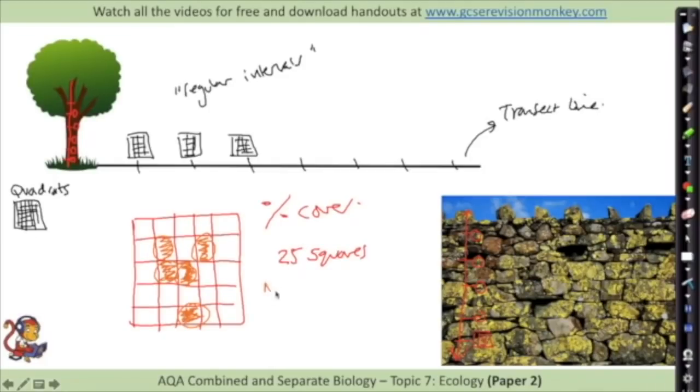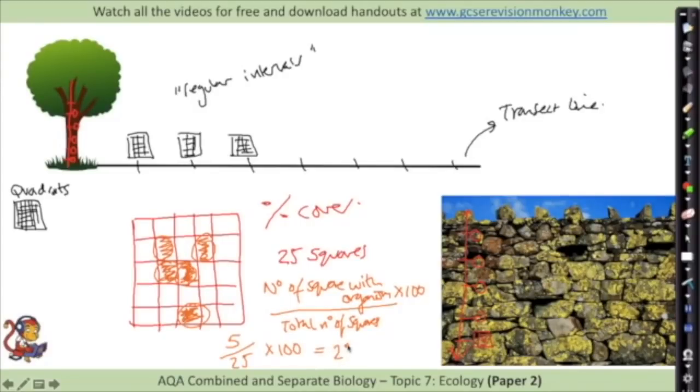So you do the number of squares with the organism in it divided by the total number of squares, and then multiply by 100 to get your percentage. So in this case, we've got 5 divided by 25 multiplied by 100, and that will give us our percentage cover of 20%.